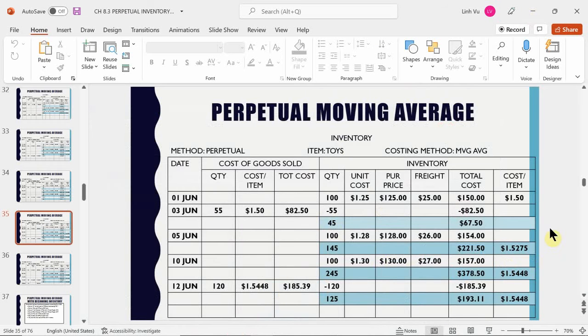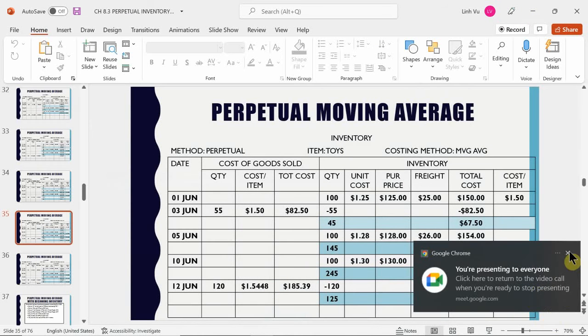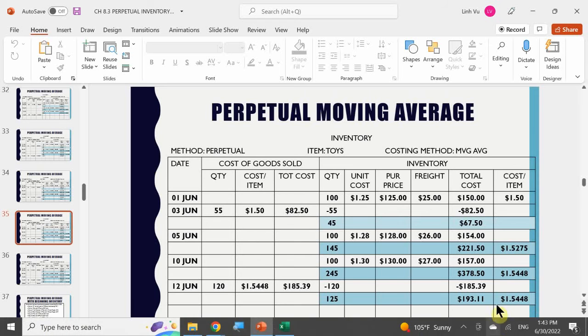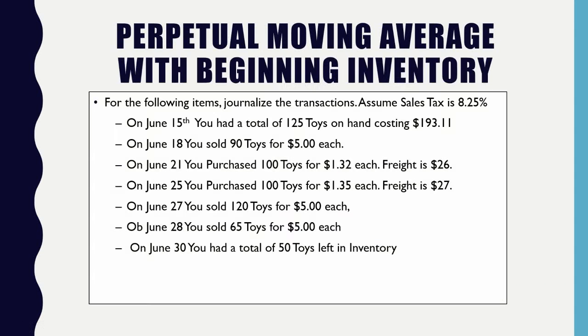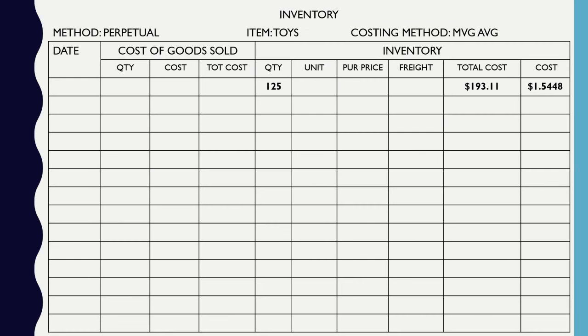Okay. So that was the very first section here. Now let's see what happens when I have beginning inventory. If I have beginning inventory, what happens? Well, in this case, we were also given that on June 15, we should have had 125 toys available at $193.11.